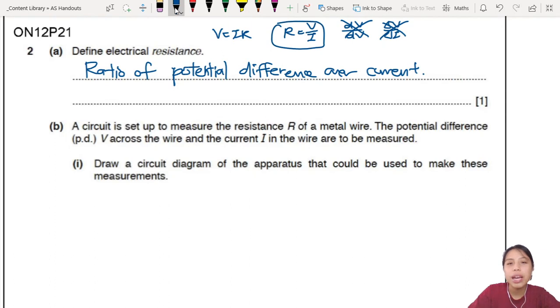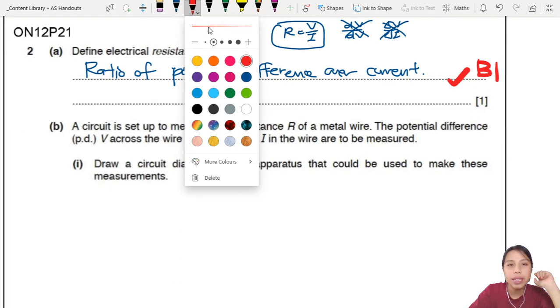You can write this equation out in words also. You say ratio. So that one is straight away you get a B1 mark. Wow, that's a very thick red pen.